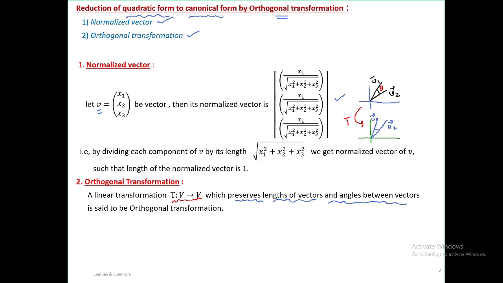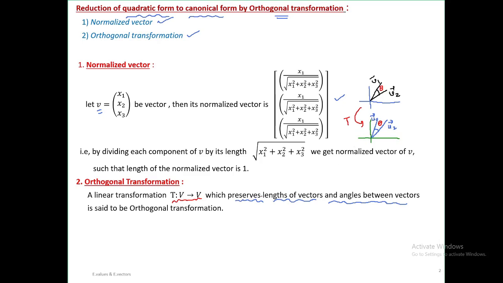Now the angle between these two is some theta, so the angle is not changing. For example, initially the angle between v1 bar and v2 bar is theta, let's say 45 degrees. After transforming, the angle between the two vectors is again theta only. Similarly, length of v1 must equal length of u1, and length of v2 must equal length of u2. If such a thing is happening, that is called preserving lengths of vectors and angles between vectors.